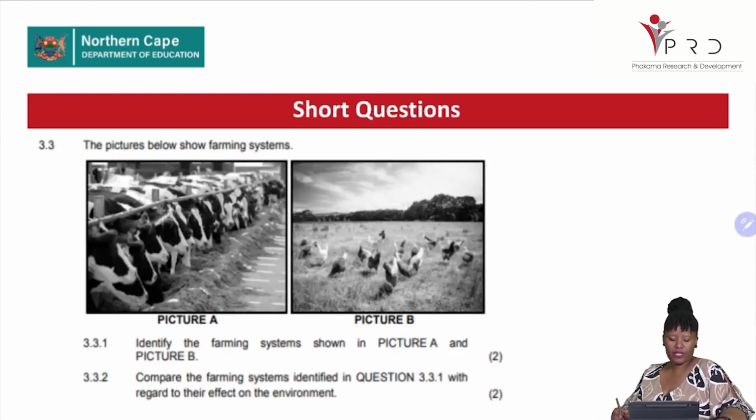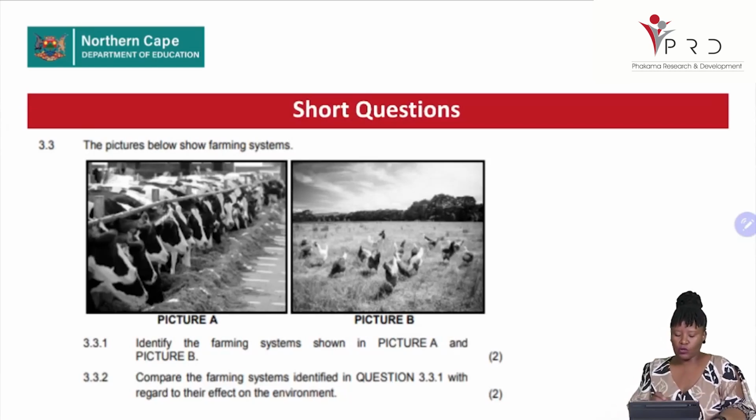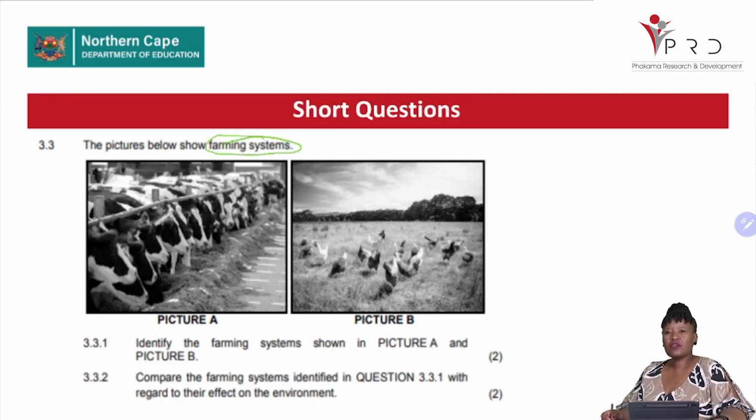Let's look at the other question. The picture below shows farming systems. You are told that these are the farming systems. So your focus now, you distinguish between a farming system and a production system because you are ready for your final exams.